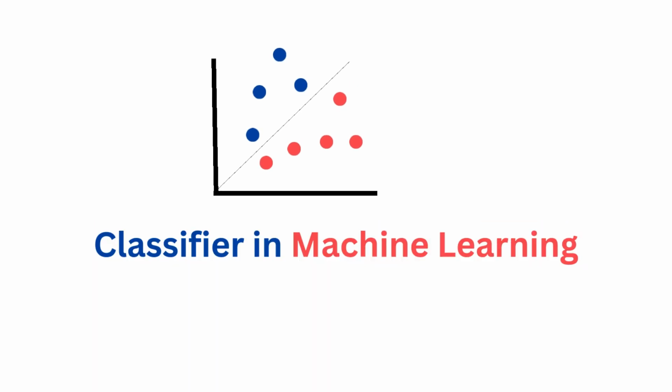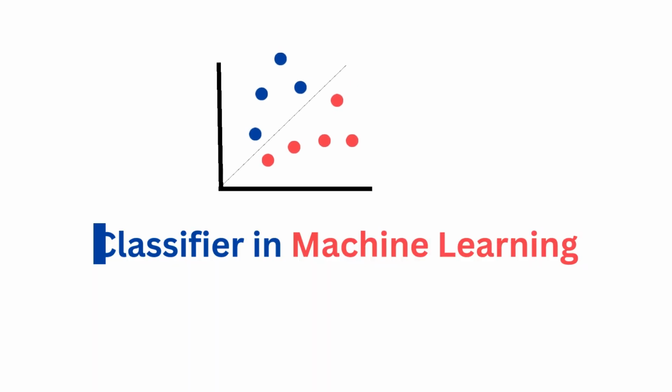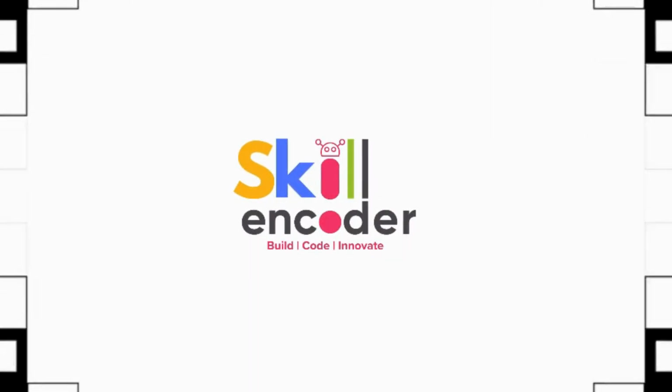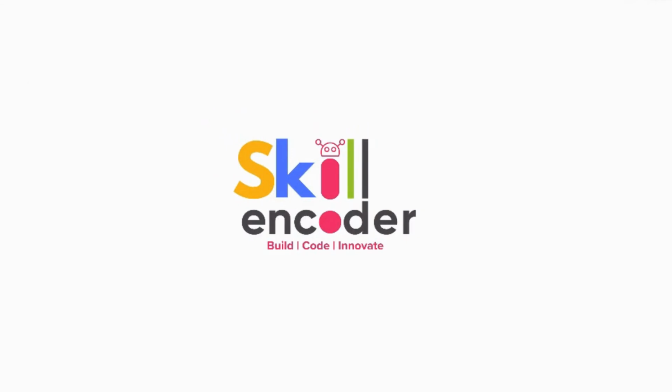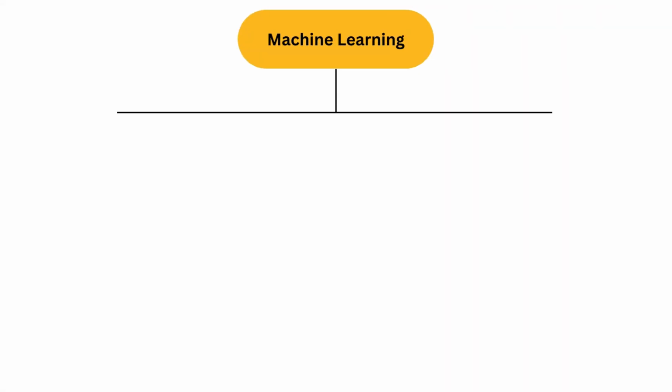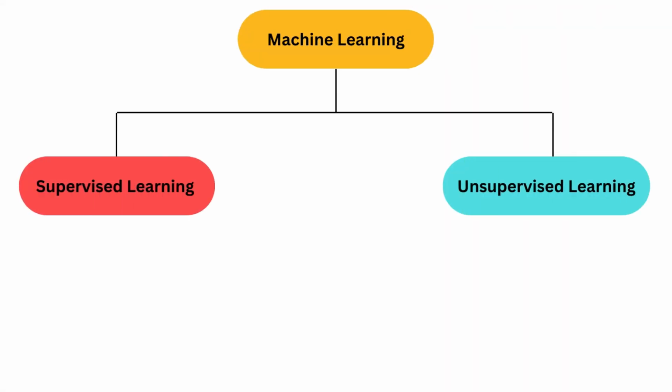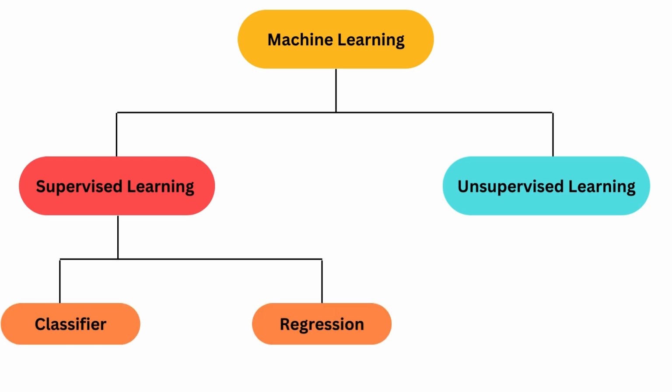Hello students, in this video we will understand the classifier. Machine learning has two submethods called supervised and unsupervised learning. Basically, supervised learning consists of two techniques known as classifier and regression. Now let's see the classifier.